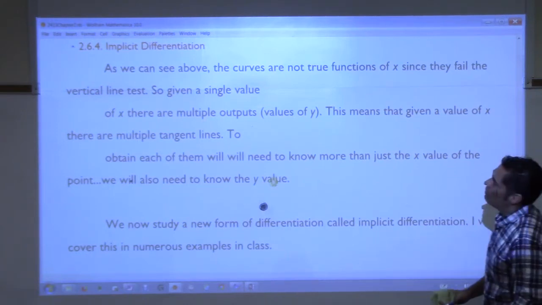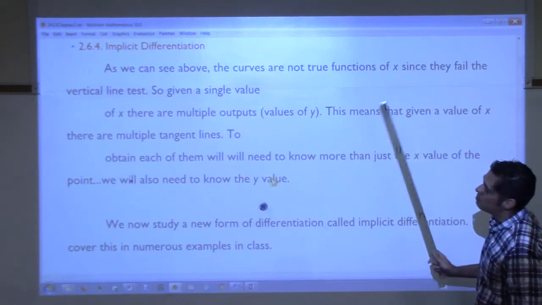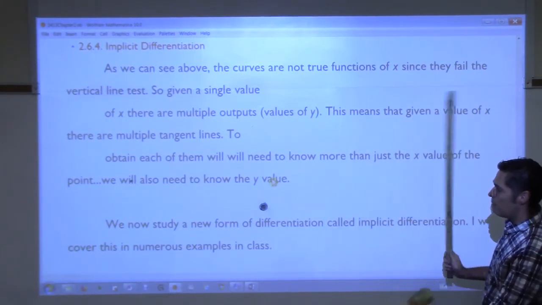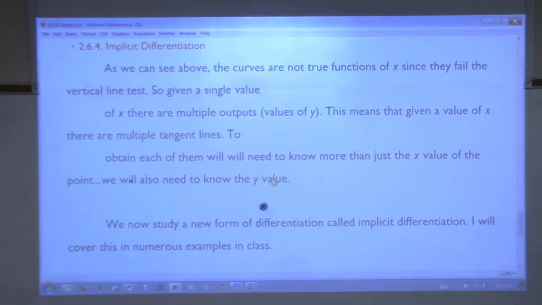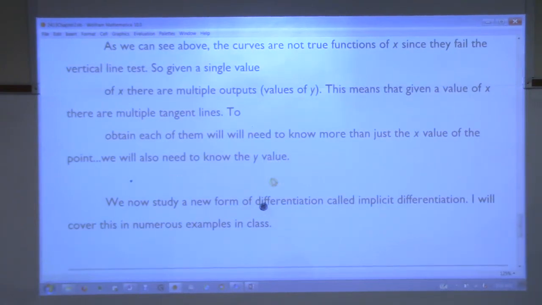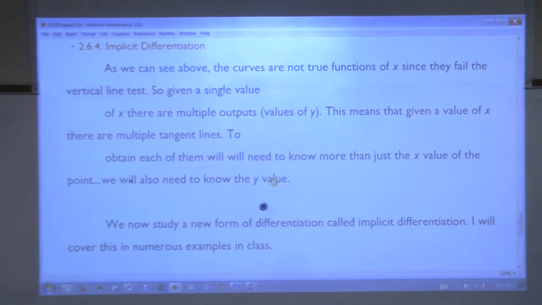As we can see above, the curves are not true functions, multiple outputs. We need to study a new form of differentiation called implicit differentiation. I will do numerous examples in class. All right, here we go. That's it for the notes. Implicit differentiation.